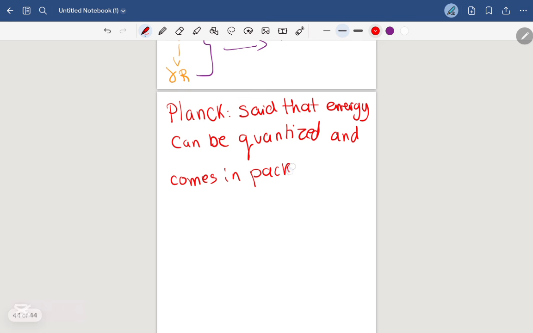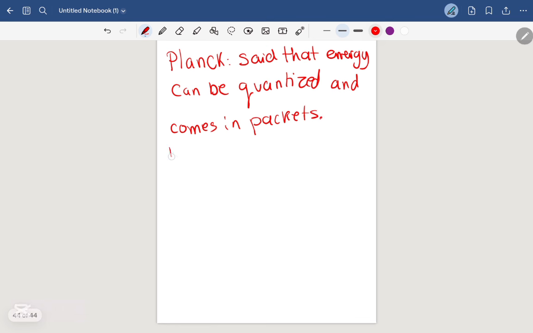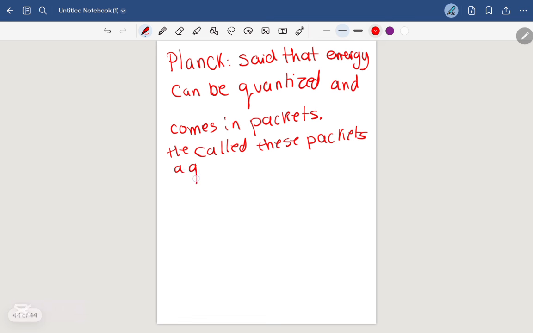Perfect. What do these packets do now? Or what did he call these packets? He called these packets a quantum. Very simply, this is what Planck stated, and he called them a quantum. And because of this, Planck got what? He kept on solving and solving and solving, and he kept on getting the same constant. And this constant is denoted by h, and it is what? It's 6.626 times 10 to the power of minus 34 joules times second, not per second, joules times second.